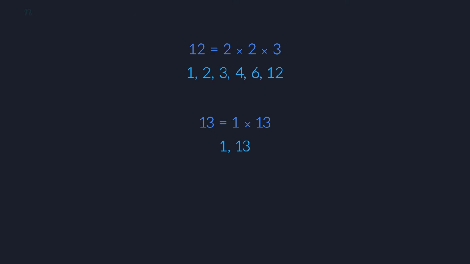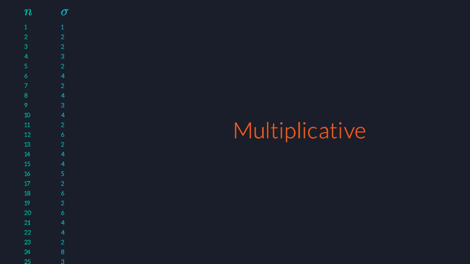We now define a function called sigma, which maps each number to the correct count. So sigma of 12 is 6, and sigma of any prime number is 2. You can quite easily prove that this function is multiplicative. What this means is that if you take two different numbers that have no factors in common, like 2 and 3, their product, 6, has the product of the function values. Another example would be 3 and 8. They have 2 and 4 divisors respectively, and their product, 24, has 2 times 4 divisors.